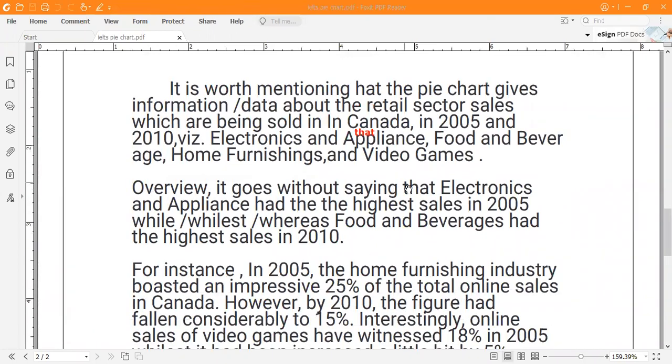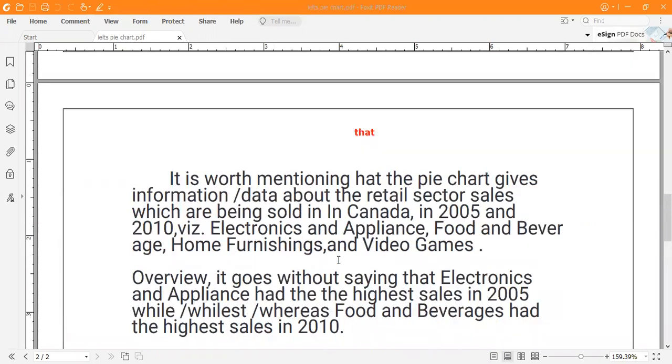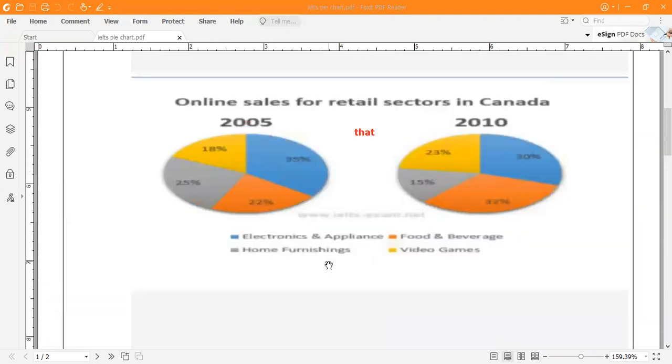Overview, it goes without saying that electronics and appliances had the highest sales in 2005, while أو whilst أو whereas قال لك واحدة food and beverages had the highest sales in 2010. بس أخذنا الارتفاع، بس قلنا لكم ممكن تأخذ الارتفاع والانخفاض. إذن it goes without saying that the top sales in 2005 in Canada were electronics and appliances. Whilst بينما in 2010 الأعلى كان الفود and beverage. هذه هي الأوفرفيو خلاصة يعني. وبعدين تبدأ تأخذ على واحدة واحدة وتحلل.